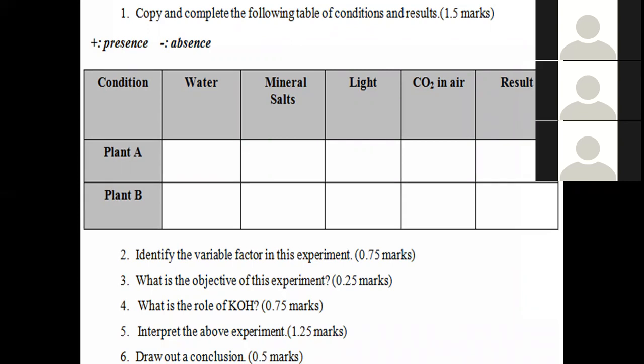The title of the table. Very good. First of all, we have to put the title for the table. What is the title always? Table showing the conditions and the results. Very good. This is the first one. First of all, we have to put for the table the title: table showing the conditions and the results.